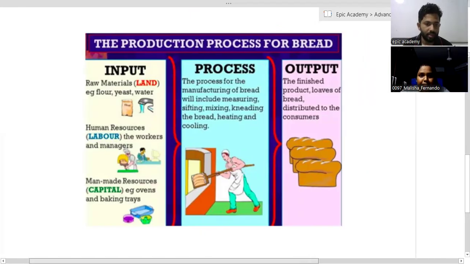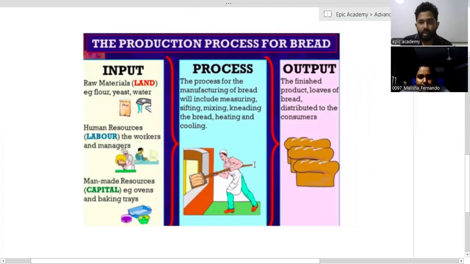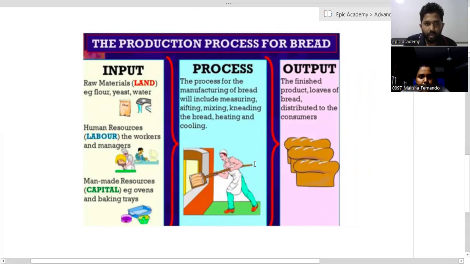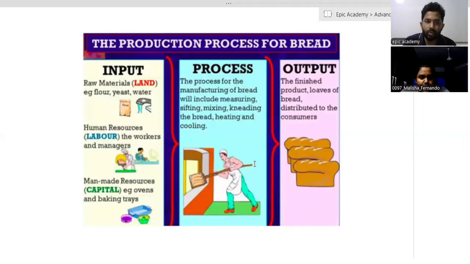Yes. Okay, nice. So this is one of the easier processes you can identify. Inputs, I mean raw materials, belong to the land: egg, flour, yeast, water. We can call those things ingredients. And human resources, I mean labor, are the workers and managers, and everyone considers them as human resources.